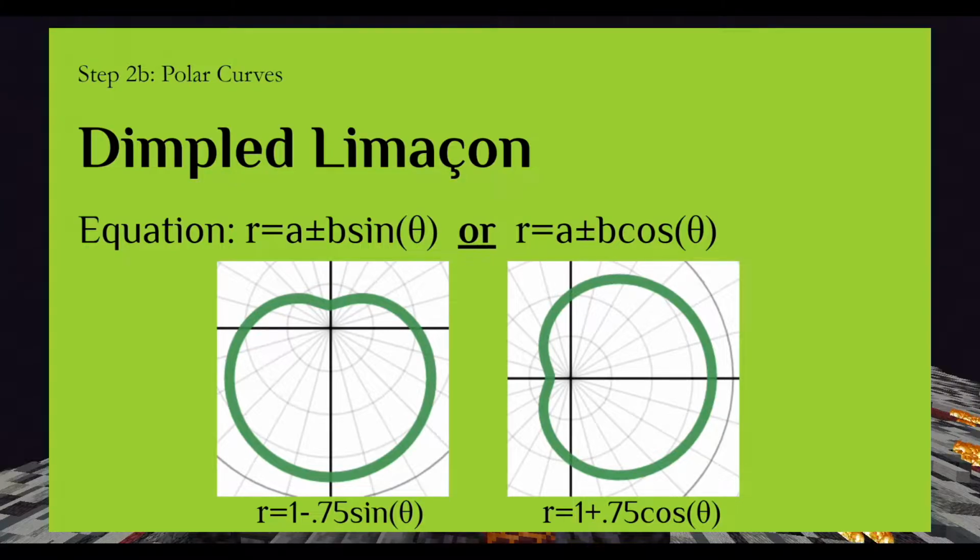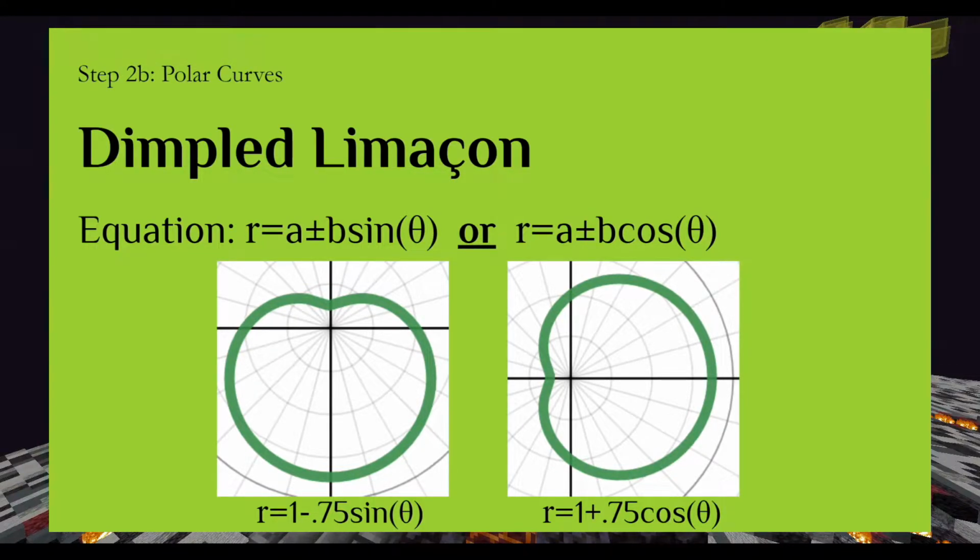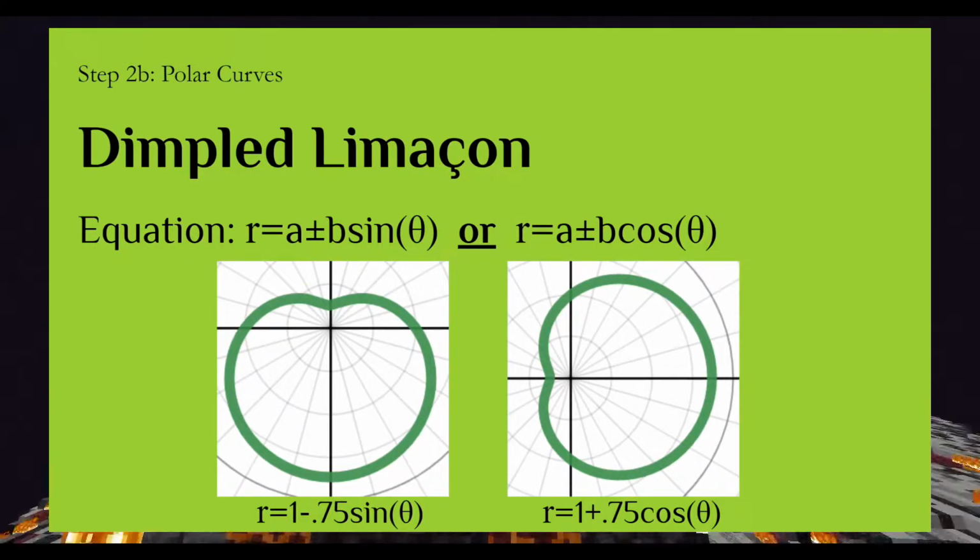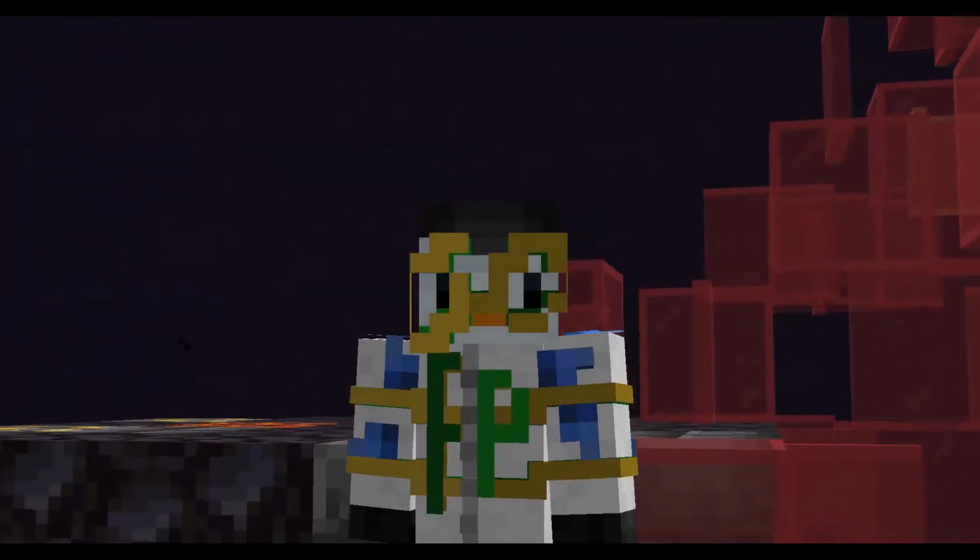But with a few exceptions, the local maximum will still be the sum of A and B, but this time the graph will go in a bit at A minus B, but on the other side of the x or y axis, depending on whether you chose sine or cosine.